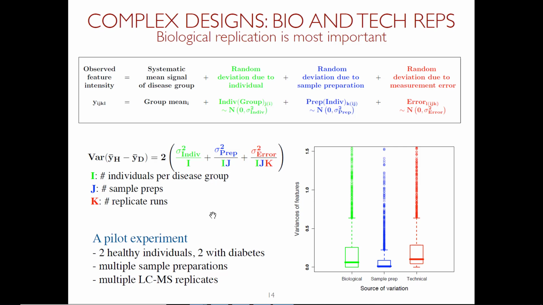So this is an example. Long time ago already, we had a label-free LCMS pilot study where we were doing, I think it was glycocapture. It was an enrichment for glycosylated proteins, and it was a study of subjects with diabetes versus controls.